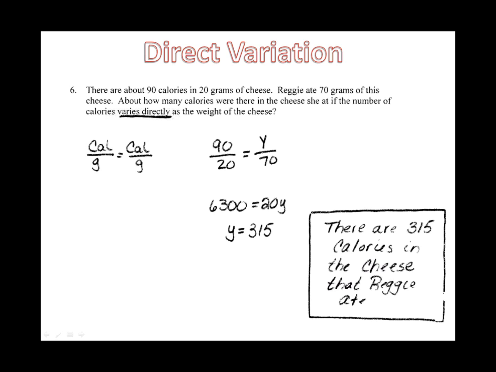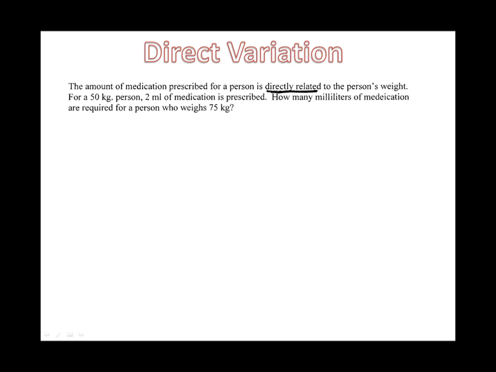The next example is for you to try. We have medication that's prescribed for a person, and it says it's directly related to the person's weight. If you weigh 50 kilograms, you get 2 milliliters of this medication. If you weigh 75 kilograms, they want to know how much medication you would give. Because it says it's directly related or directly proportional, you can set up proportions in order to solve this problem. Please pause the video here, then come on back, we'll see how you did.